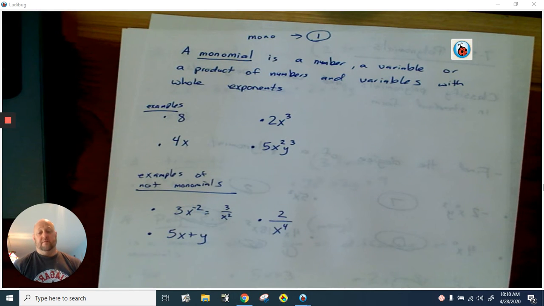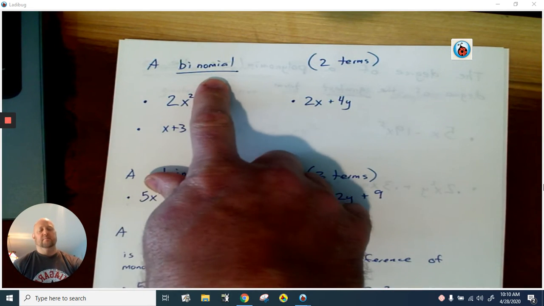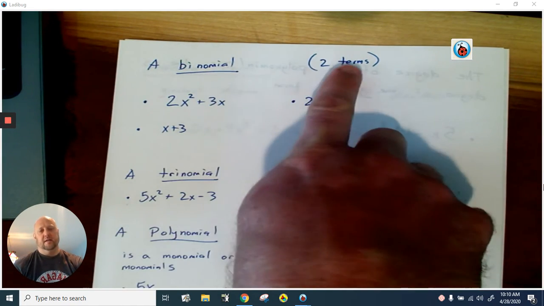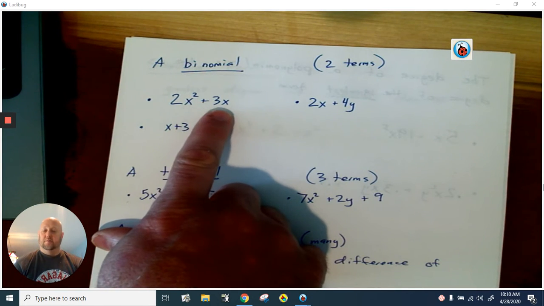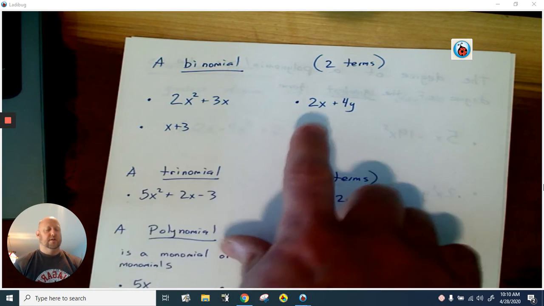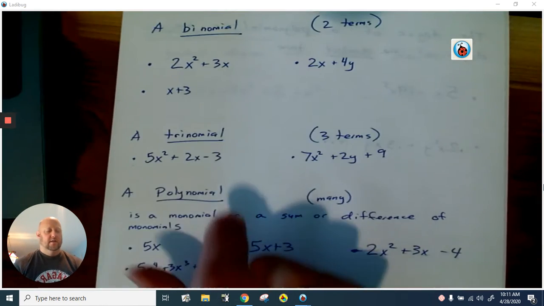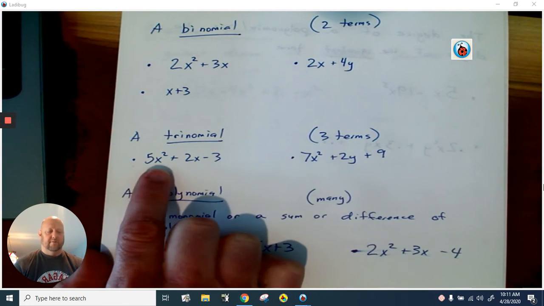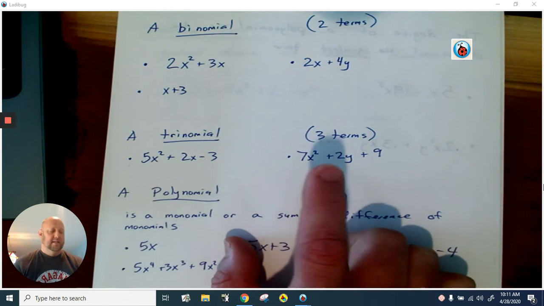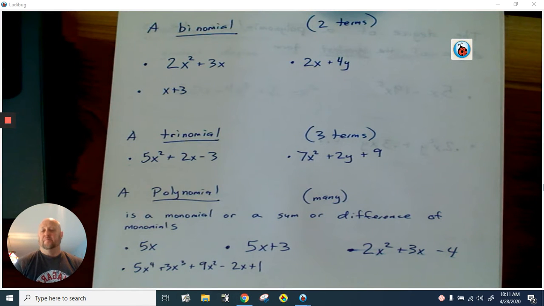5x plus y is an example of what we call a binomial, okay? Because for a binomial, the prefix bi means 2, so it basically has 2 terms. 2x squared plus 3x has 2 terms. And we separate those with a plus or a minus. x plus 3, 2x plus 4y. These are all examples of what we call binomials. A trinomial, the prefix tri means 3, so this has 3 terms. 5x squared plus 2x minus 3, 7x squared plus 2x plus 9. Those are all examples of trinomials.